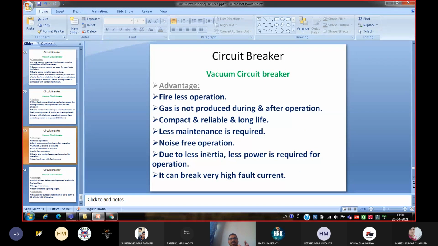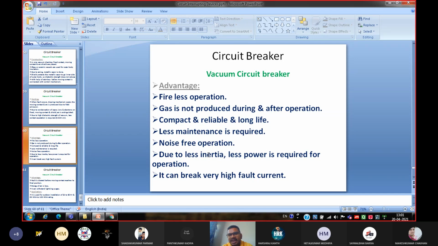Now the advantages of this vacuum circuit breaker. Fireless operation: there is no possibility of fire. This is the first advantage. Gas is not produced during and after operation, so we do not have to recondition it. This is another advantage. In an SF6 circuit breaker, we have to recondition it after each and every operation. But in this vacuum circuit breaker, gas is not produced during as well as after operation.